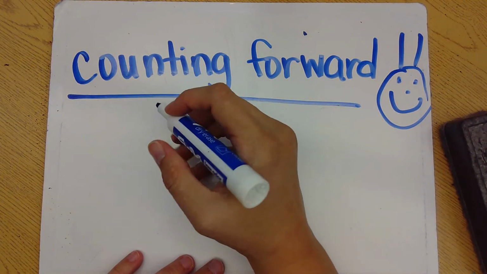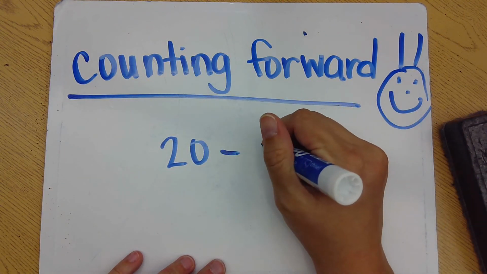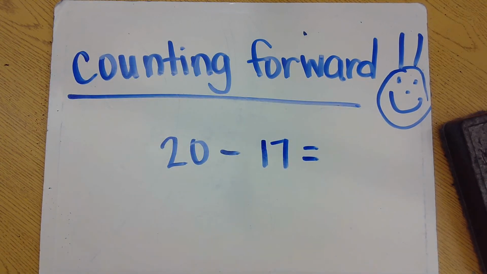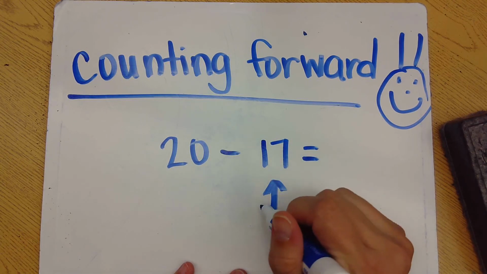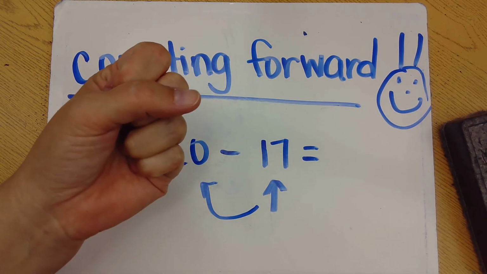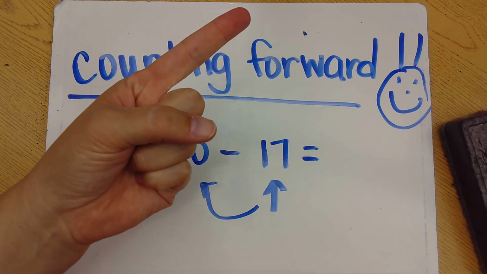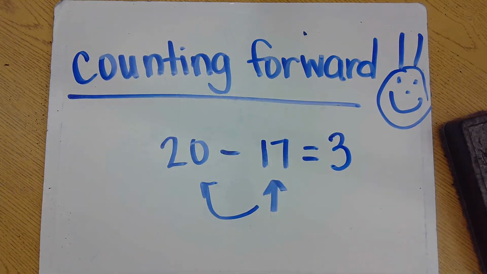We'll do one more of these. What about 20 minus 17? Oh my goodness. Can you imagine how many hops it would take to count backwards 17 spaces? That would take us way too long. So we're going to start counting at 17, and we're going to count until we get to 20. Here we go. Get your fingers ready. 17, 18, 19, 20. My answer is 3. Did you see how fast I solved that subtracting problem? Wowie zowie, that was amazing.